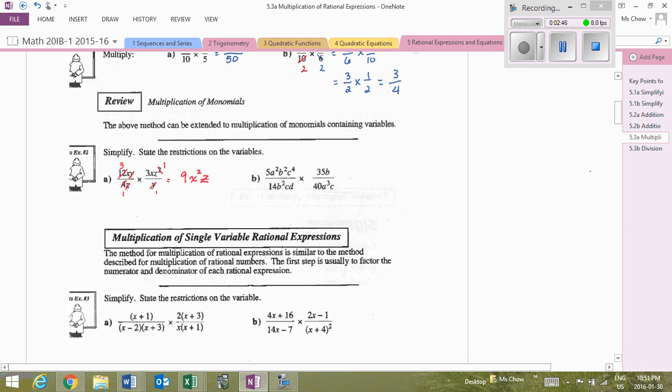Don't forget your restrictions. Whatever was in the denominator needs to be stated, so we know then that y cannot equal 0 and z cannot equal 0.